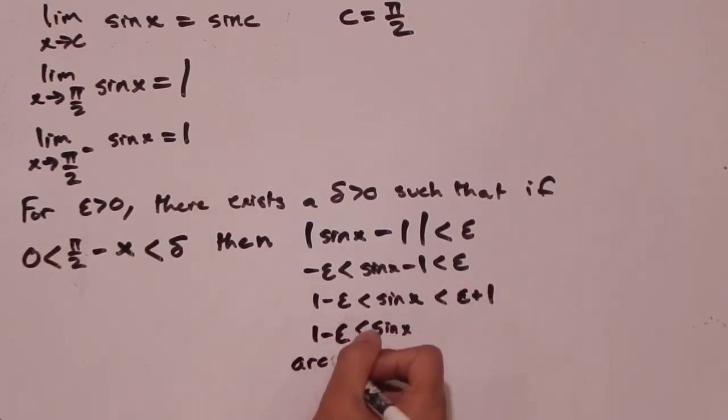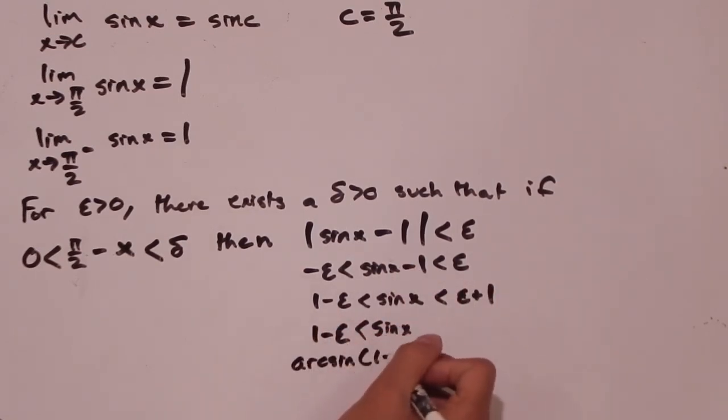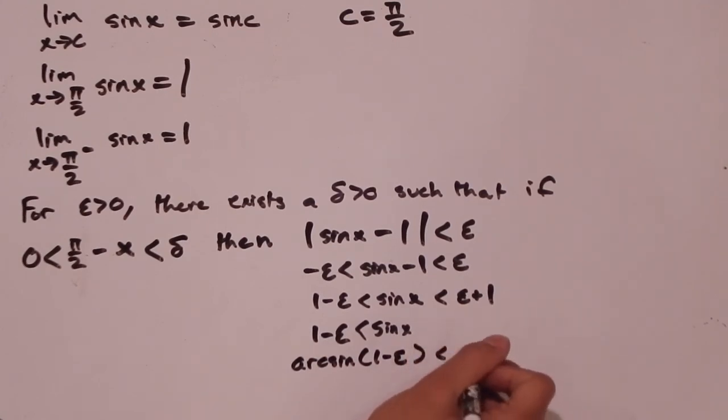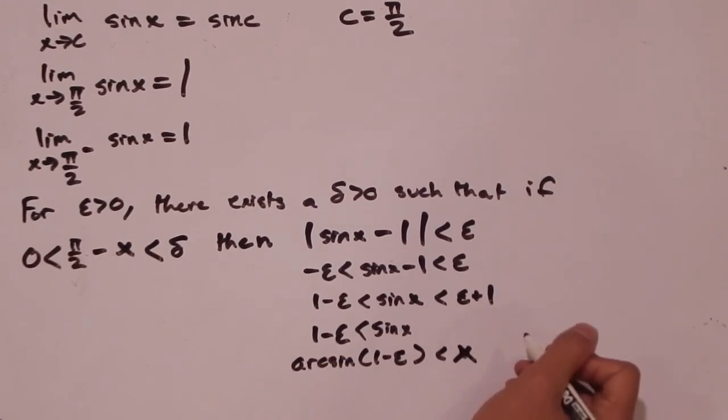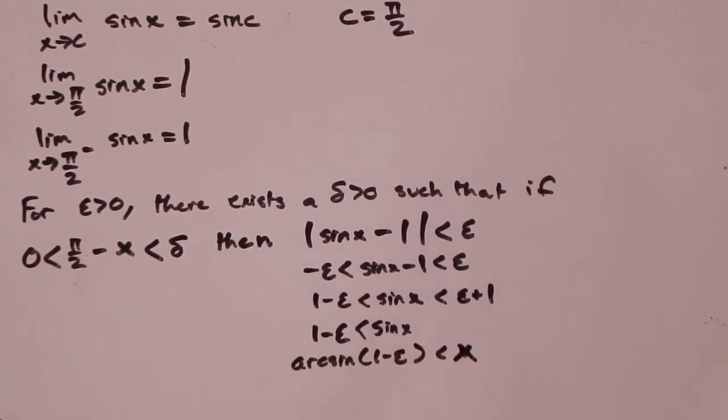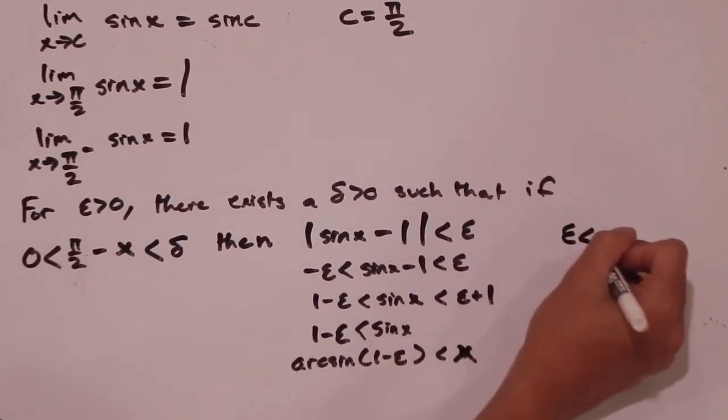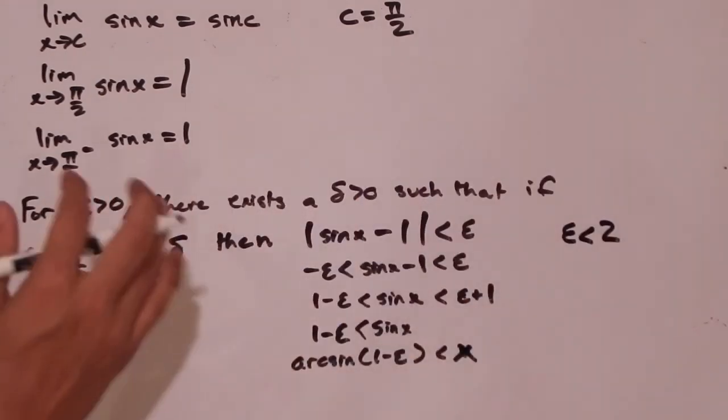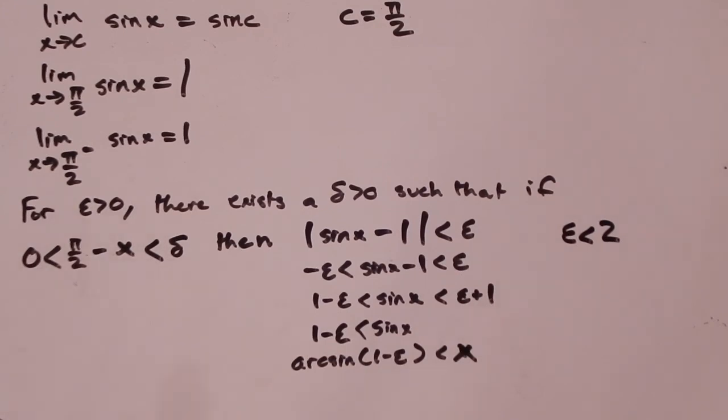We get arcsine again of 1 minus epsilon. It's going to be less than x. And this lets us know something else important. If you guys remember, arcsine can only take in values from -1 to 1. So we have to say that epsilon is less than 2. So we're going to do this for any epsilon greater than 0, but epsilon's less than 2.